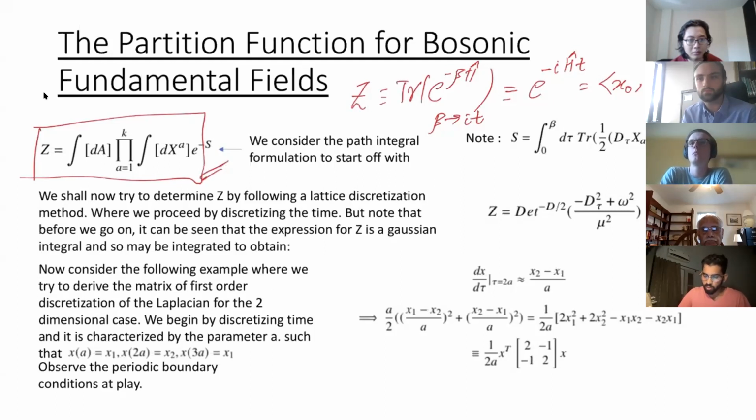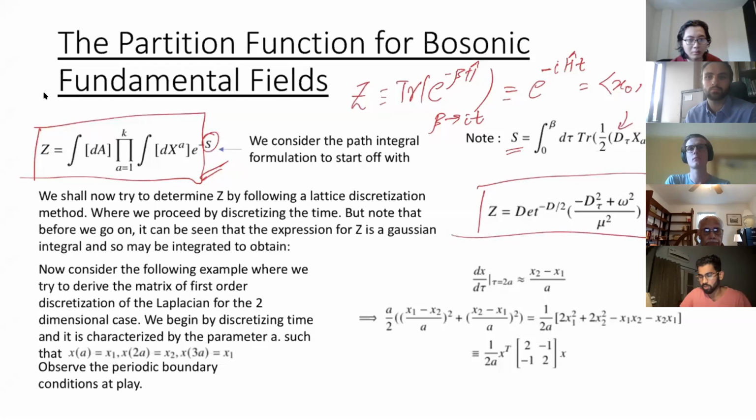Now from here, we note that the system that we are concerned with is that of the simple harmonic oscillator, although we do consider a covariant derivative, which helps us introduce gauge constraints into the system. And note that the X^A over here are basically matrices. So it is clear that by introducing this S over here, what we basically have is a Gaussian integral, and one may formally integrate this to obtain this particular expression for the partition function of the bosonic fundamental fields.